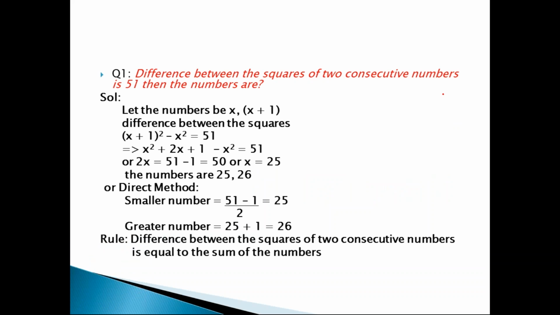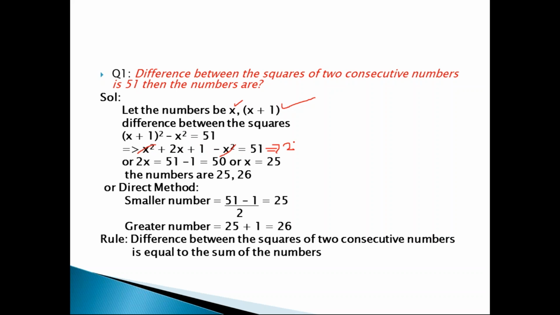Difference between the squares of two consecutive numbers is 51, then the numbers are. Let the numbers be x and x plus 1. Then the difference between the squares is (x plus 1) square minus x square is equal to 51. Then (x plus 1) whole square is equal to x square plus 2x plus 1, and x square is x square itself. Then strike off this x square and x square, this gives 2x plus 1.